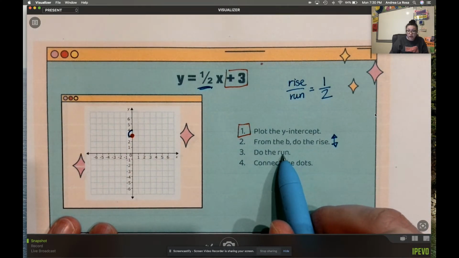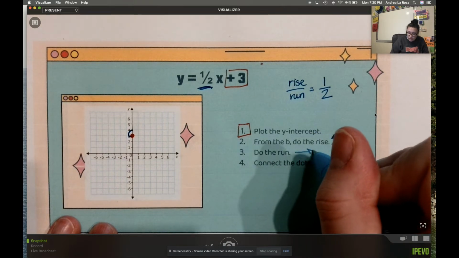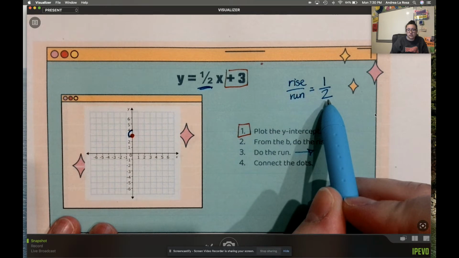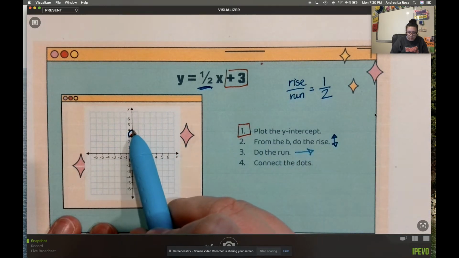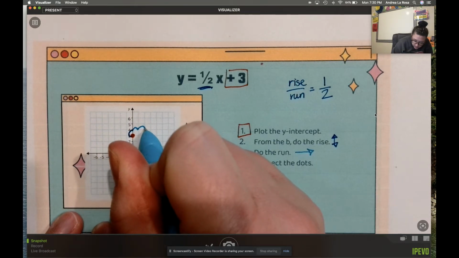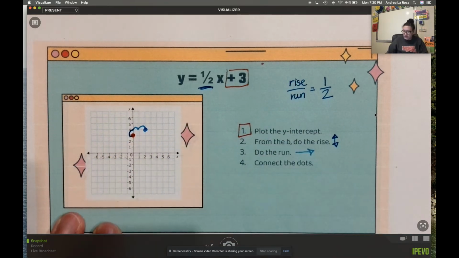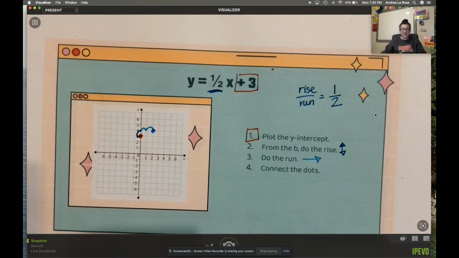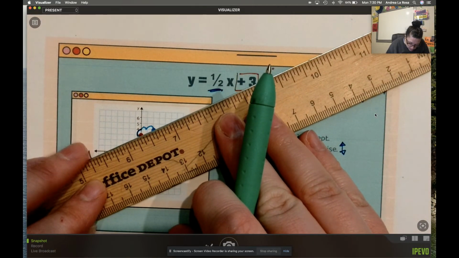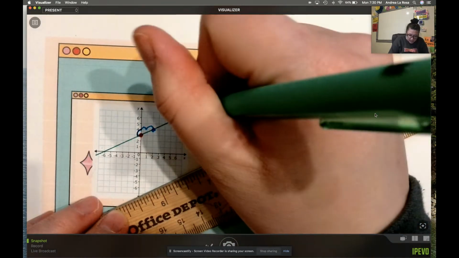Now I'm going to do my run. Remember, I run to the right. And here I see my run is 2. So from where I went up 1, I have to go over 1, 2. There's my second dot. And that's all I need to make a line. I just need 2 dots to make my line.